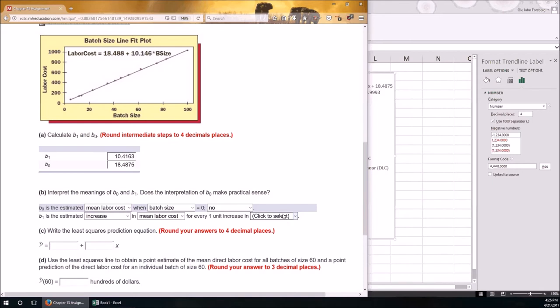So this will be to 4 decimal places. We already did that. So that'll be B0, or 18.4875, plus B1, which is 10.4163, times x. And we got those two numbers from right here.